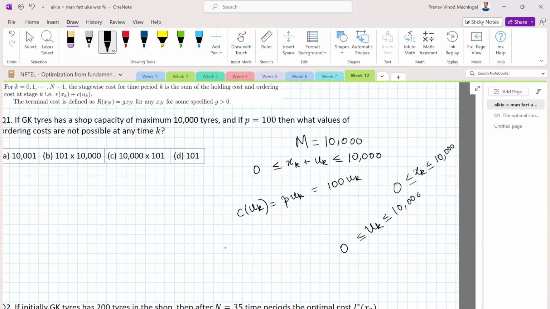So that means this cost, which is equal to 100 times uk, will be between 100 into 10,000 and 0. So it will be between 100 into 10,000 and 0.